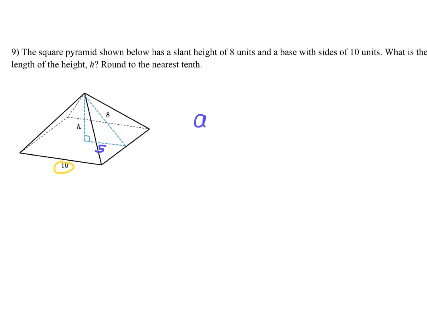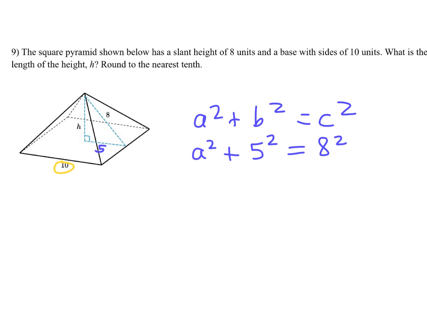So now if I use Pythagorean's theorem, and I just focus on the inside right triangle in there. We don't know what that leg is, but we do know that the other leg is 5 squared. And that slant height is now the hypotenuse. See, that's across from the right angle. Okay, so we're going to go ahead and solve this. A squared plus 25 is 64.